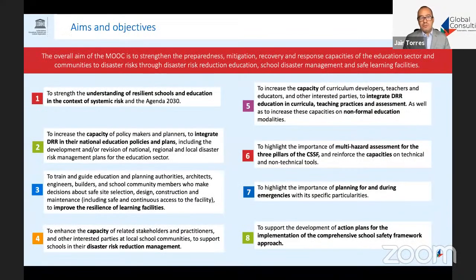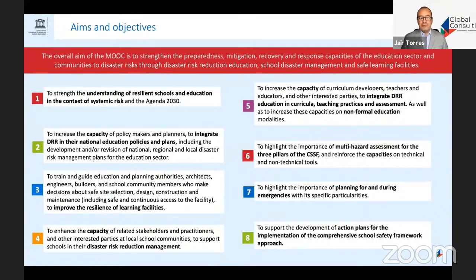So what is going to be the aim and objectives of this MOOC? The first one is to really strengthen the understanding of resilient schools and education in the context of systemic risk. So, linking to one of the priorities of the Sendai Framework, how we understand the risk that the schools and education are facing in this specific context of systemic risk, in these areas where we have blind angles and we don't see from where the risk can come. So this is important for us to understand the context and to try to plan for those specific issues.